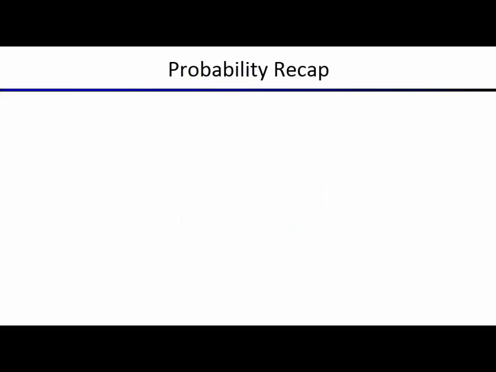So, probability recap. What have we seen so far in probability? We've seen the concept of conditional probability, which per definition says that the conditional probability of x given y is equal to the joint of x and y divided by the marginal of just y. This is just a definition. Nothing we can prove here, that's what we start from.